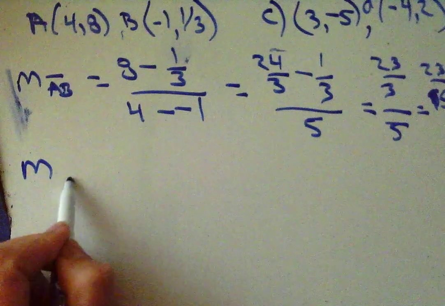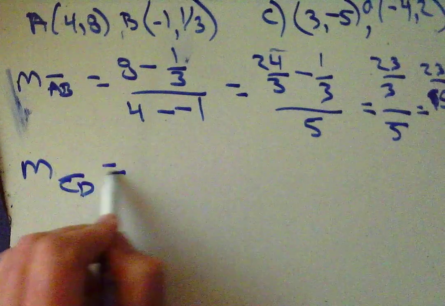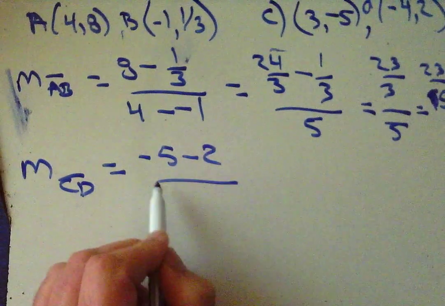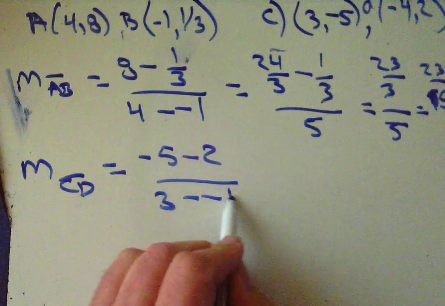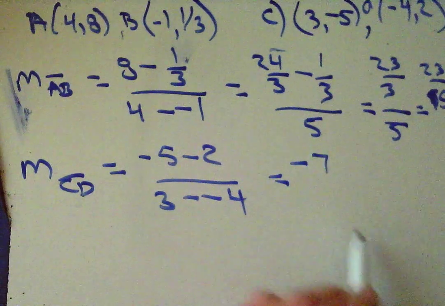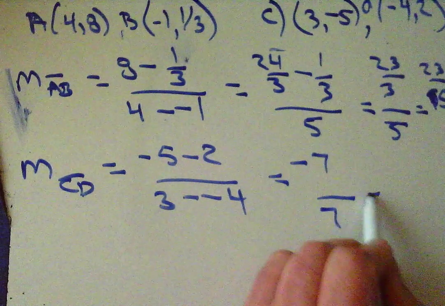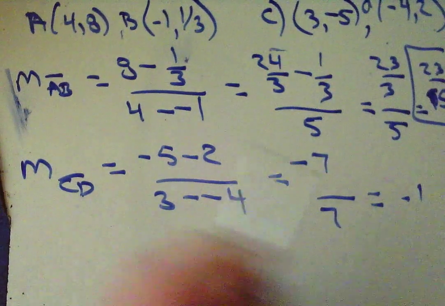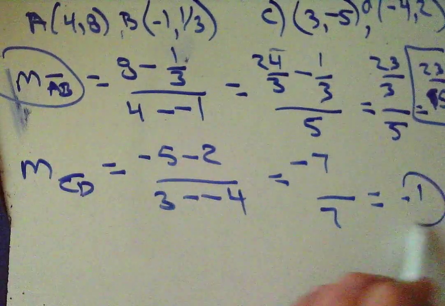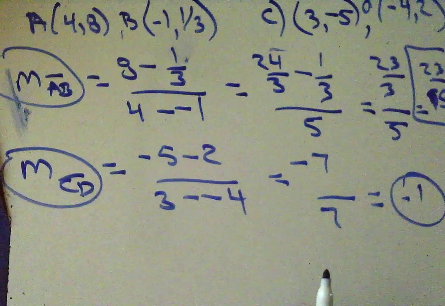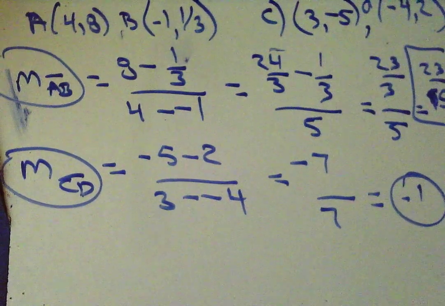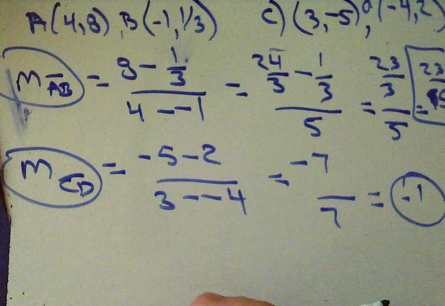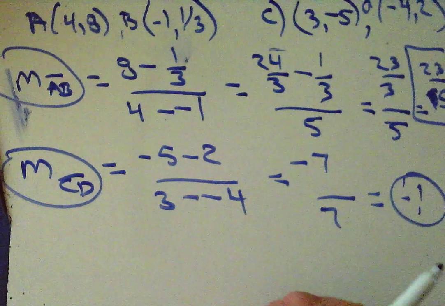And now the slope of CD, I've got negative 5 minus 2 over 3 minus a minus 4. That's negative 7 over 7, or negative 1. So 23/15 is the slope of AB, negative 1 is the slope of CD. Are these lines parallel to each other? Why not? Because the slopes aren't the same.